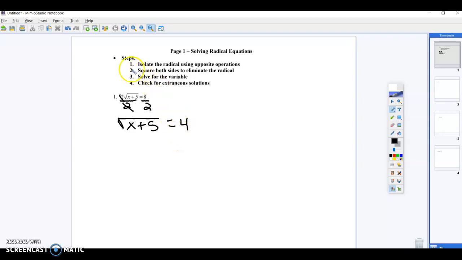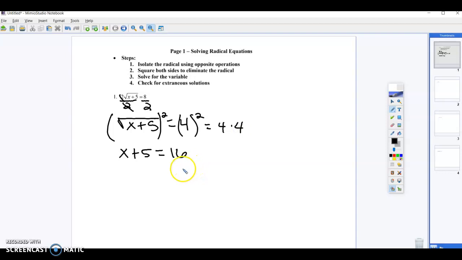So now what you want to do is square both sides to eliminate the radical. So we're going to take both sides and square them. And that's going to give me x plus 5 on this side equals 16. You've got to make sure that you square it. You're not multiplying 4 times 2, you're squaring it. So that's saying 4 times 4.